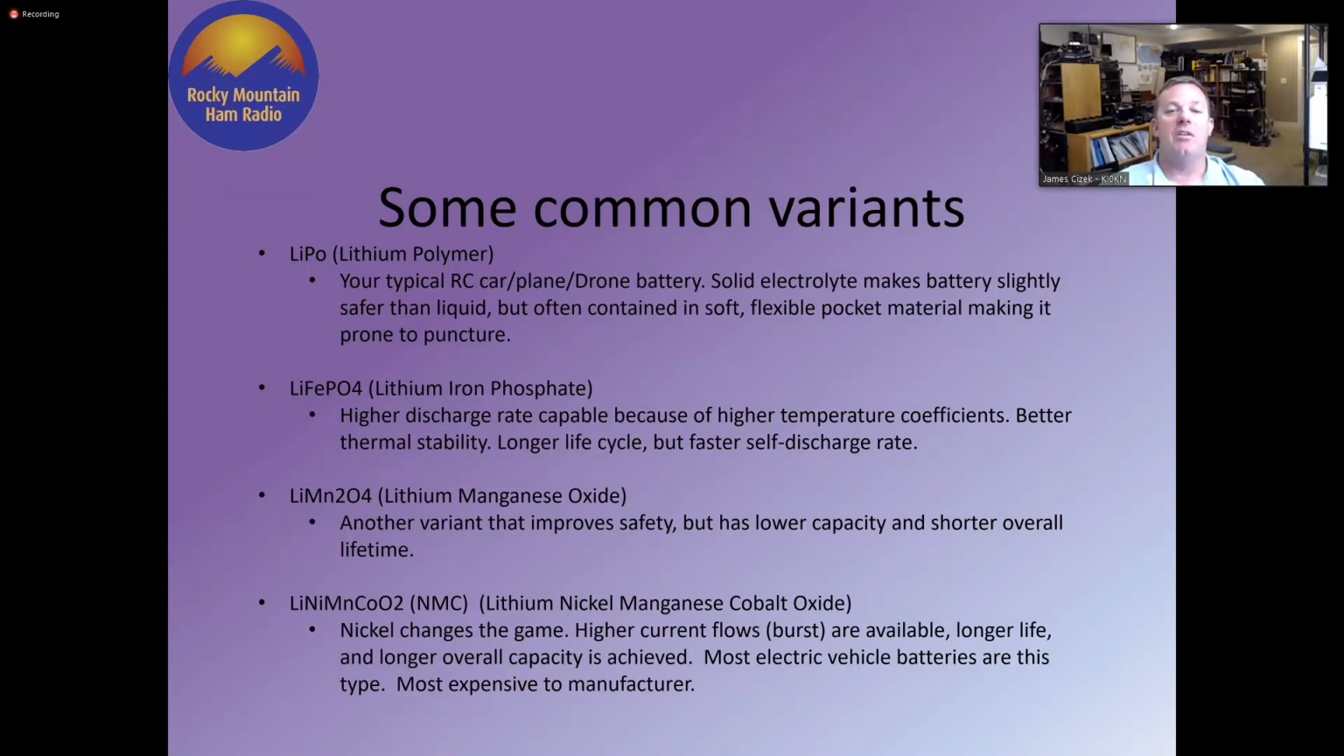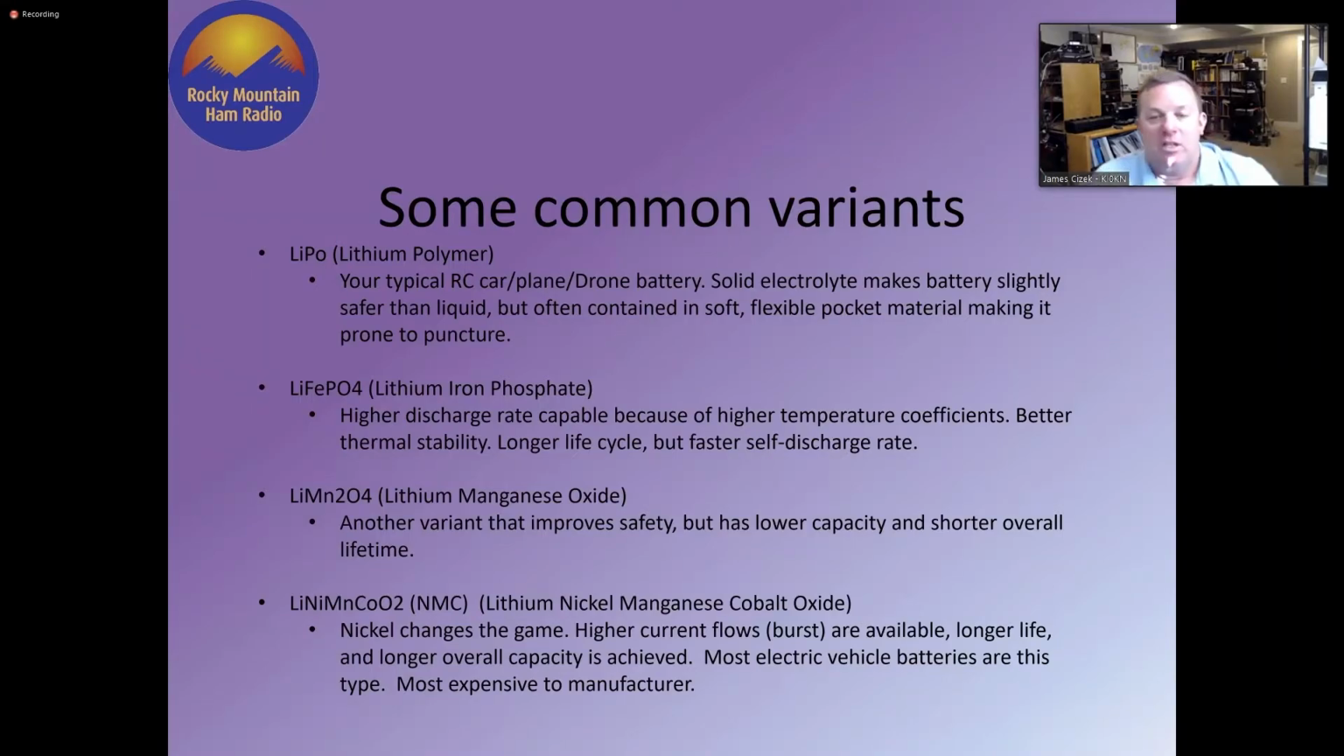The lithium iron phosphate has a higher discharge rate because it's capable of a higher temperature coefficient. It remains stable over a wider range of temperatures. So it has a longer life cycle, but it does self-discharge a little faster than LiPos. As we move up the chain here, we've got lithium manganese oxide. And this is, again, a safer cell, but it has a lower capacity and usually an overall shorter lifetime.